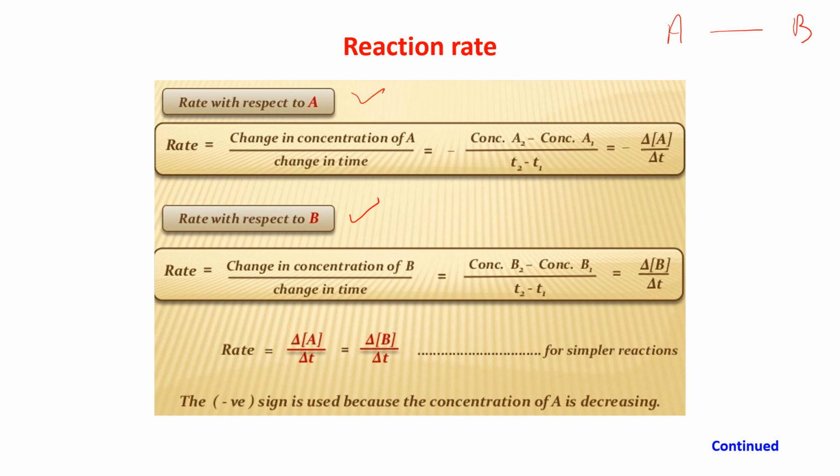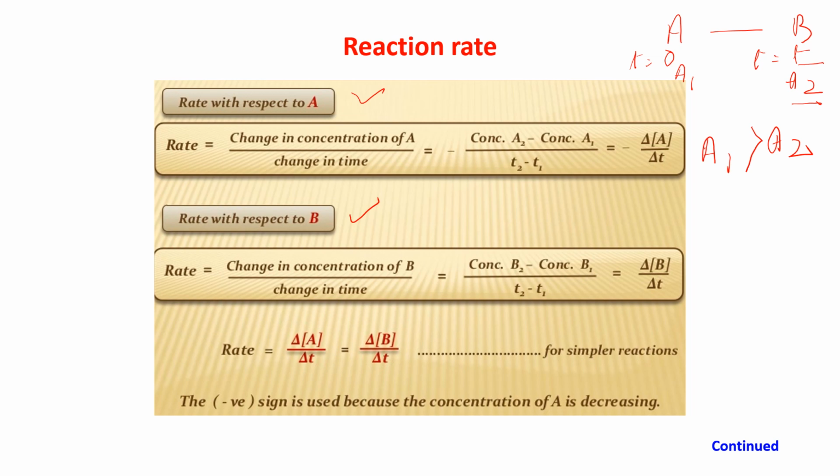Now suppose at time T equals 0, the concentration of A is A1. And at time T equals T, that means after some time, the concentration of A is A2. At the beginning the reaction has not started yet, so the concentration of A at time T equals 0 is A1, which is greater than A2.